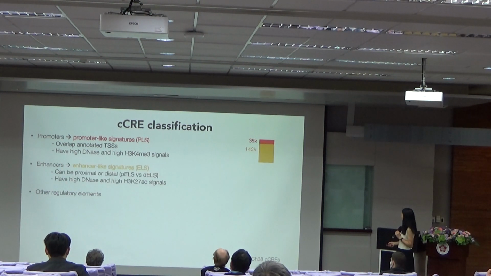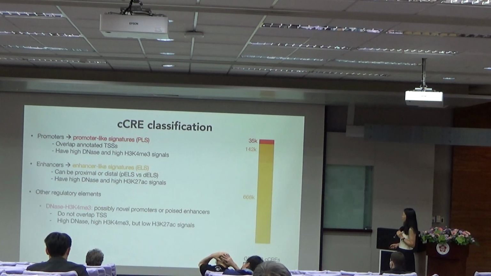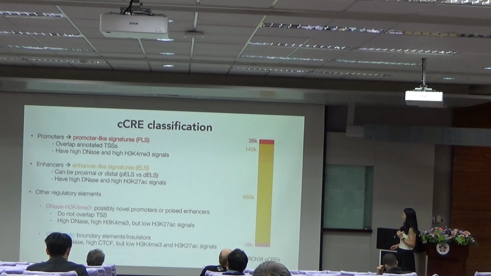Enhancers, I mentioned earlier, we have a lot of enhancers. Some of them are proximal to the transcription start site. Some of them are distal. And then there are 2 other categories. One is possibly novel promoters or poised enhancers, 26,000 of them. And these are boundary elements, insulators that are bound by CTCF. So altogether, 1 million such candidate cis-regulatory elements.